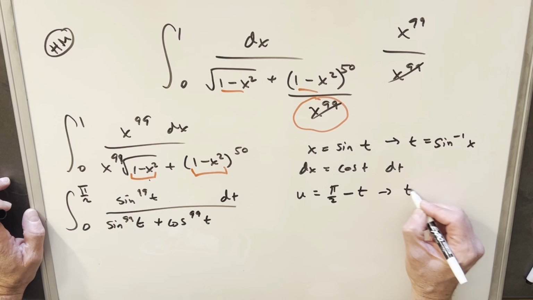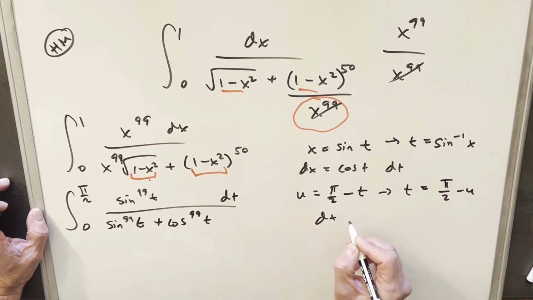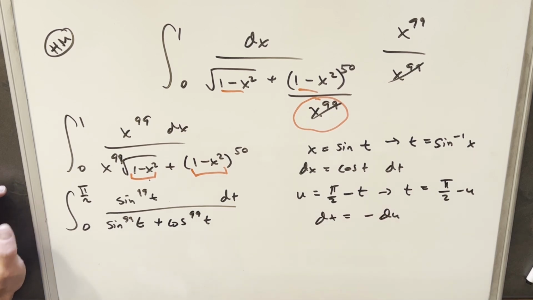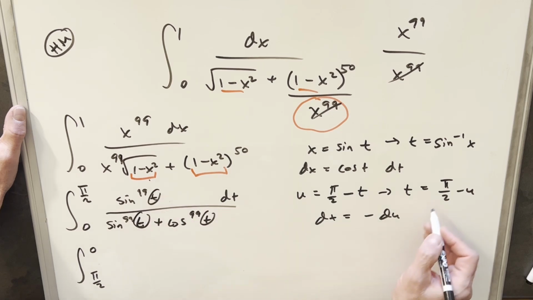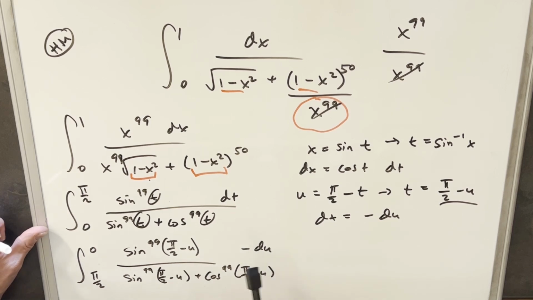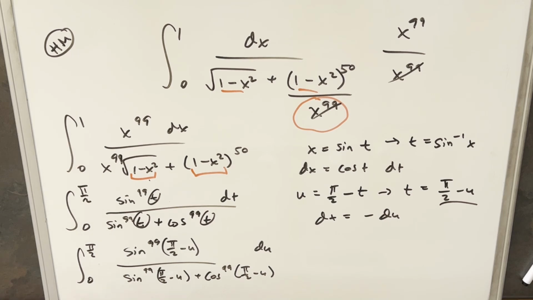Solving for t, we can write t equals pi over 2 minus u. Taking our derivative, dt is going to be minus du. So then we'll substitute here. When we put in pi over 2, we're going to get 0, and when we put in 0, we're going to have pi over 2. And for all these t values, we're going to plug in pi over 2 minus u. Now we have this minus sign, but what I can do is take it out front of the integral and use it to swap these bounds, putting it back to 0 to pi over 2.